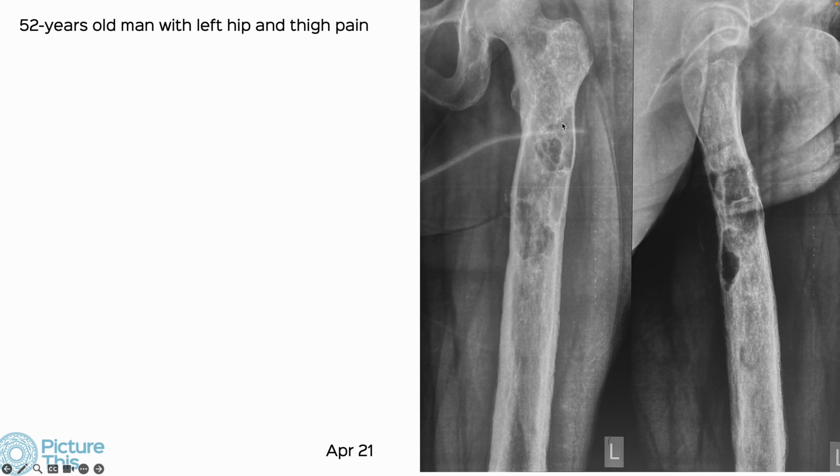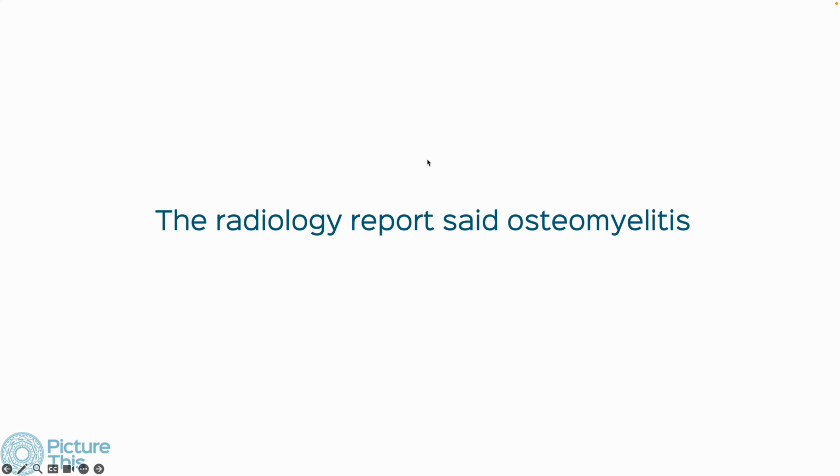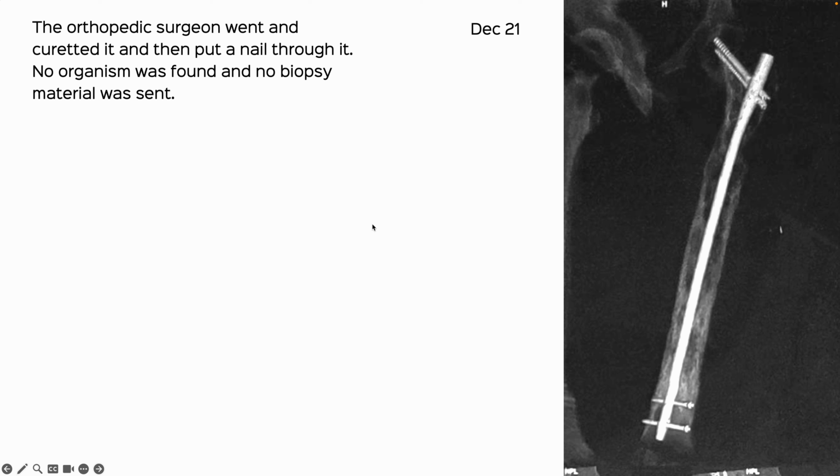Here's a patient, osteolytic sclerotic lesion. There's some periosteal reaction. The MR shows a classic cartilaginous lesion. There's no marrow edema of any significance. There are cortical breaks. There's extraosseous extension. And the radiologist, quite bright otherwise, called it osteomyelitis. So the orthopedic surgeon went ahead and curated it, didn't really send anything for histopath, no organism was found.